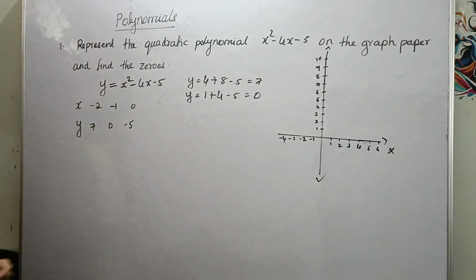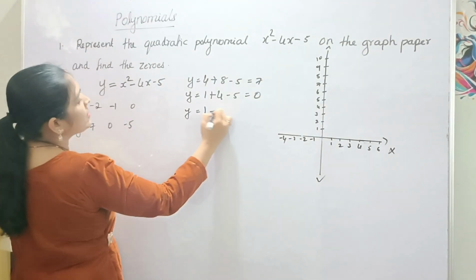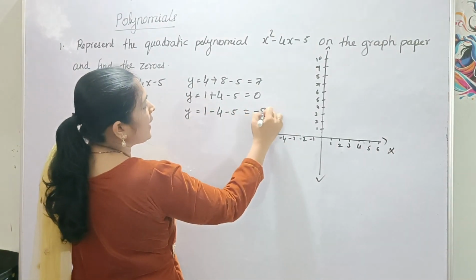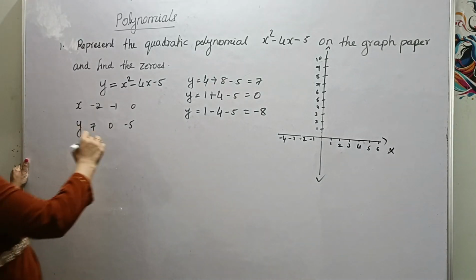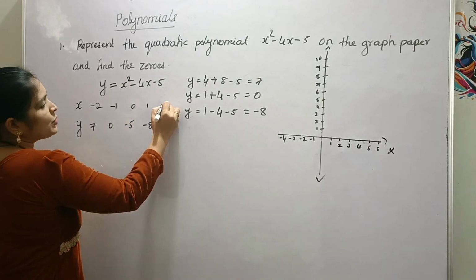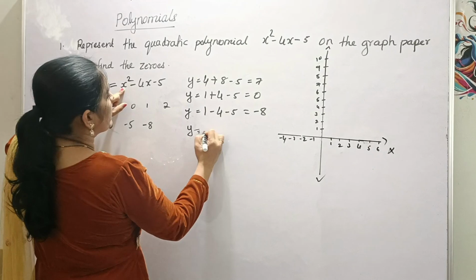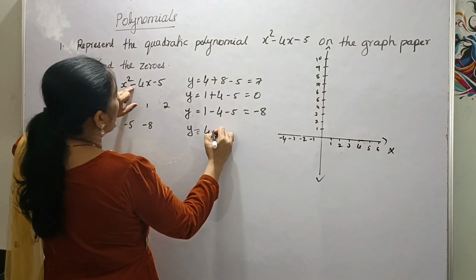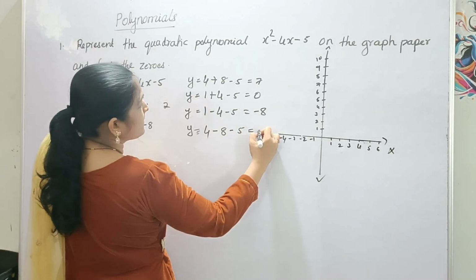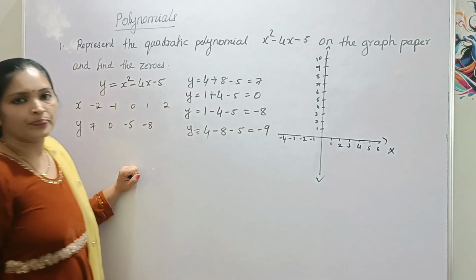After that, substitute x is equal to 1. Y is equal to 1 square, 1, minus 4, minus 5. That is minus 8. Next, substitute x is equal to 2. Then y is equal to 2 square, 4, minus 8, minus 5. That is minus 9.